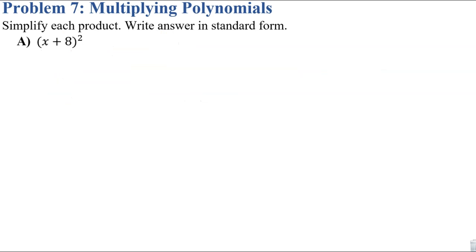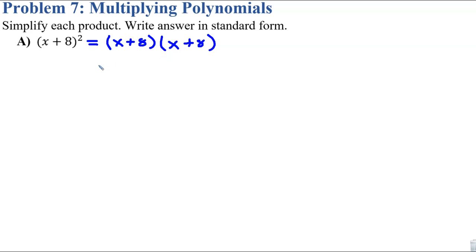In problem 7, we're going to look at a special multiplication case. Okay, again, simplify the product, and this time I've got x plus 8 all squared. Now, it might be tempting here just to square the x and square the 8, but that's not what we have here. Remember, when we're squaring something, what we're actually doing is multiplying it by itself. So the way I can rewrite this x plus 8 squared is I can write it as x plus 8 times x plus 8. So in other words, binomial times binomial.